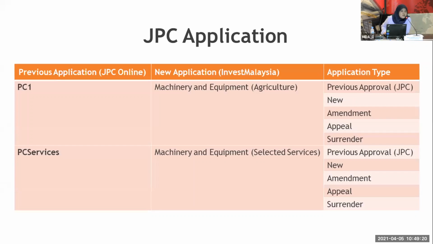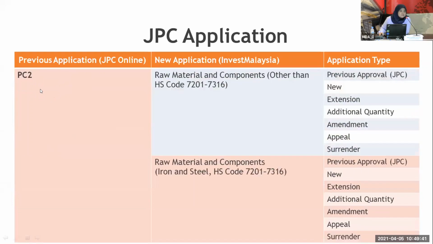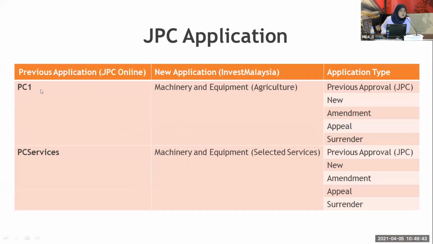If you have been using the JPC Online system previously, you will notice a slight change to the application name. The previous application in JPC Online was called PC1. In the new system, Invest Malaysia, it is called machinery and equipment for agriculture.